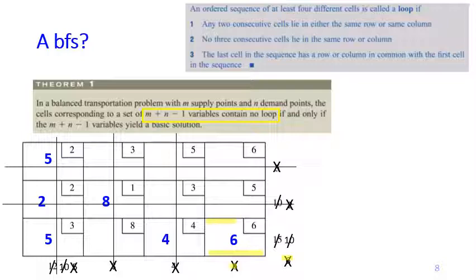Same as before, we check whether we have m plus n minus 1 basic variables. We have 3 supply points, 4 demand points. So 3 plus 4 minus 1, we need to have 6 basic variables. 1, 2, 3, 4, 5, 6. Yes, we do have 6 basic variables, and they do not contain a loop. Same as before, if you try to connect these three basic variables, obviously they are not a loop, because a loop must not contain three consecutive cells. So these two requirements are satisfied. Minimum cost has been shown to help us to obtain a BFS.